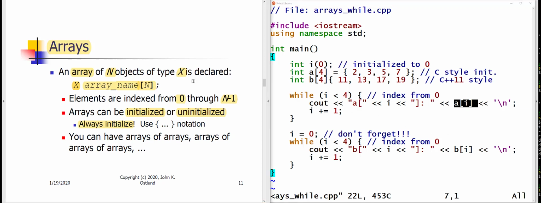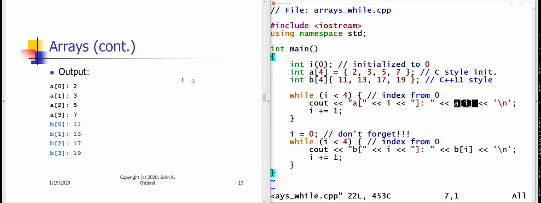If we take a look at the output of this program on the next slide, this first line of output is going to display A sub 0 colon space. That's this A sub 0 colon space. And then the value of A sub 0, which of course is 2. And a new line, so the cursor goes down to the beginning of the next line.